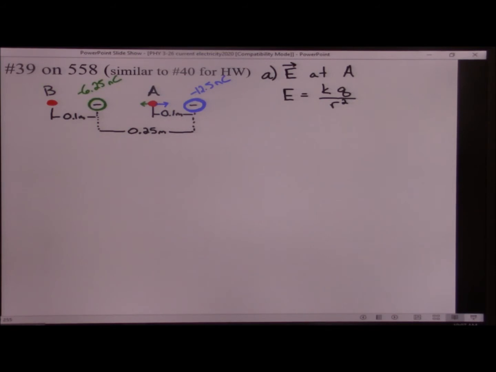I'm going to have a blue charge, so blue field. And again, it's K times this Q. Alright, for the blue one, it is going to be negative 12.5 nanocoulombs, which is times 10 to the minus 9th, divided by the distance between the charge and that point. So the distance between the charge and point A is 10 centimeters or 0.1 meters, and don't forget to square it. Okay?